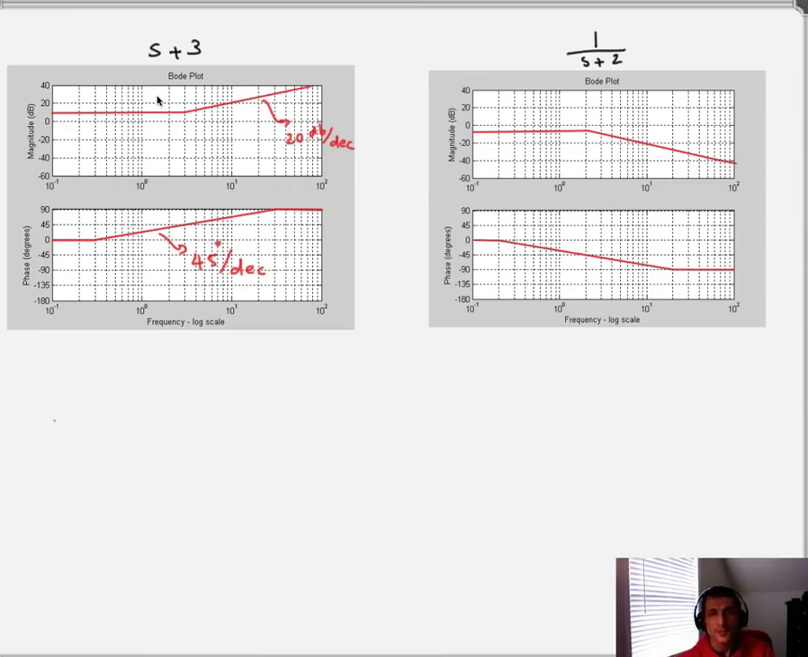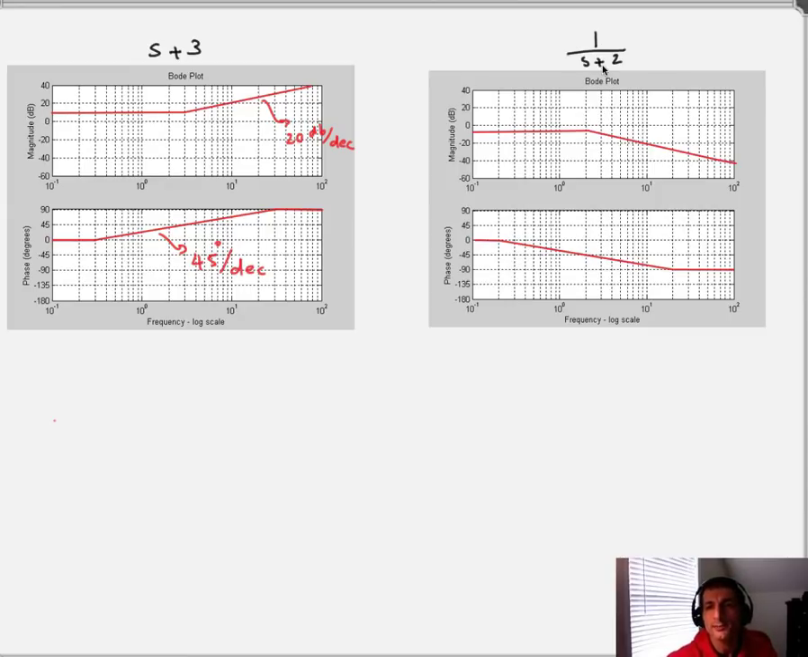So, for example, if you plot s plus 3, it's going to start from this point at omega equal to 3, it's going to break and go up at a slope of 20 dB per decade. For the phase angle, from 0.3 to 10 times 3, which is 30, the slope is going to be positive 45 degrees per decade. One thing you have to be careful about is that this flat magnitude is 20 log of 3. Log of 3 is 0.47, and 20 times that is about 9.5 dB, which is somewhere between 0 and 20.